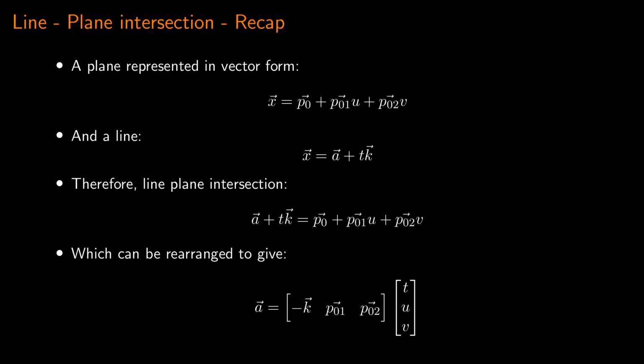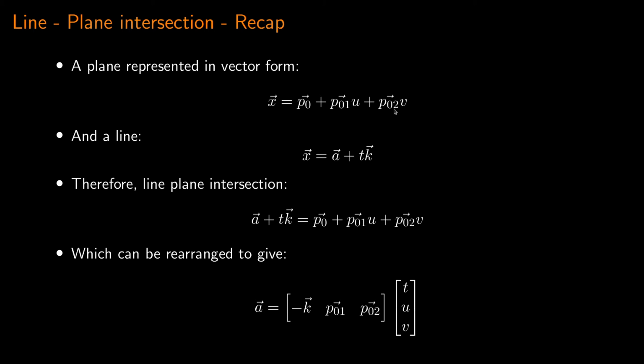So just to recap about line-plane intersections. We talked about this before, and we talked about how we have a plane represented in vector form. You can see that some point on the surface of the plane is given by the sum of an origin point, P0, and then a vector from P0 to P1 multiplied by some scalar quantity u, plus a vector from P0 to P2 multiplied by some scalar quantity v.